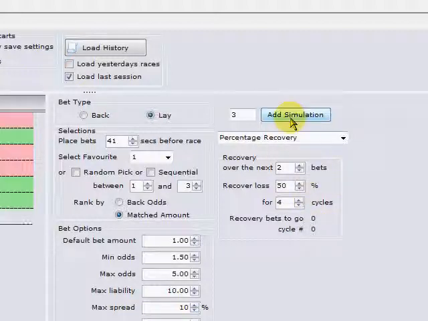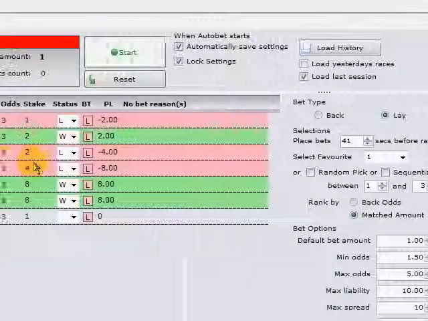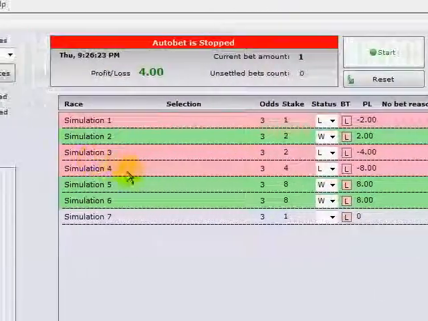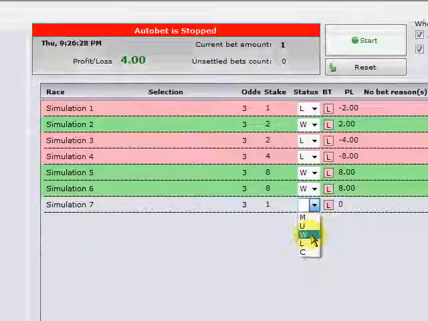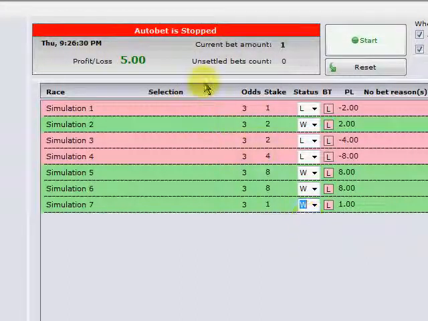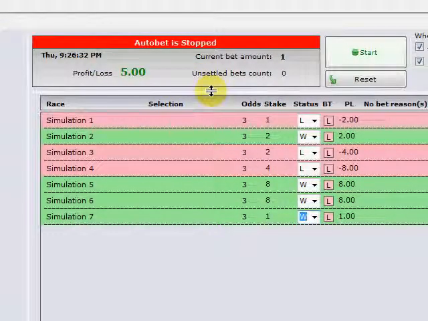So if we added another one, you'd probably expect this one to win as well, and it adds the $1. So that's the percentage recovery method.